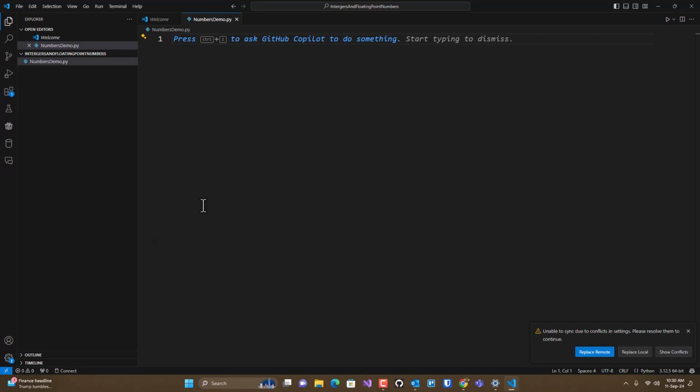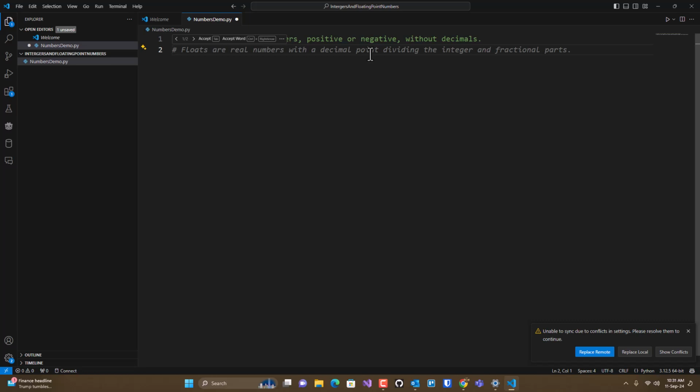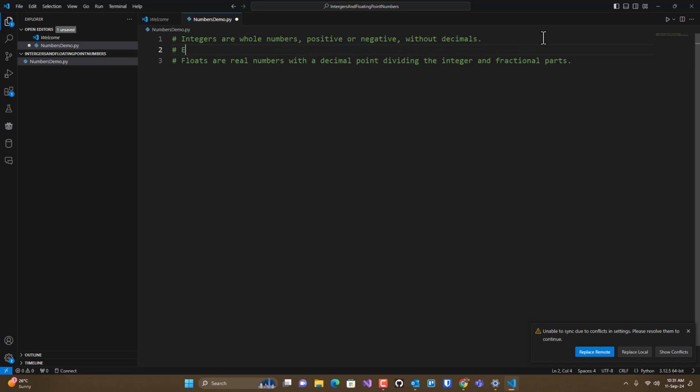So the first thing we're going to look at are integers. Integers are whole numbers that are positive or negative without decimals. By the way, this is a comment. If you put a number sign, that tells Python to just ignore it. And floating point numbers are real numbers with a decimal point dividing the integer and fractional parts. Examples are things like 1, 2, minus 3, minus 4, 0. Floats have decimal points.